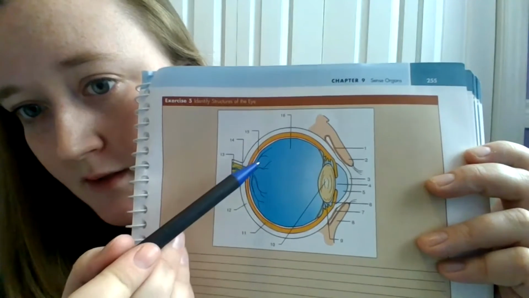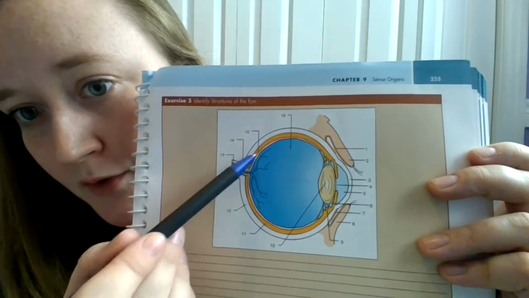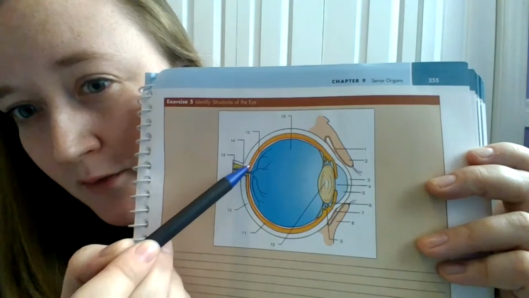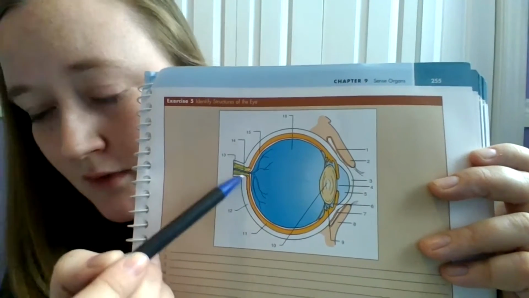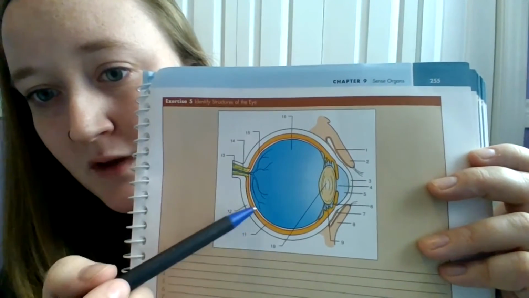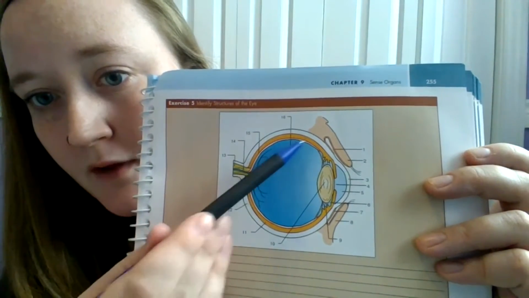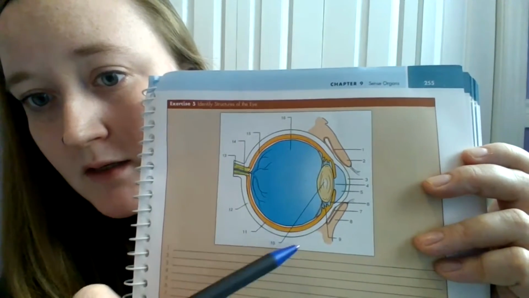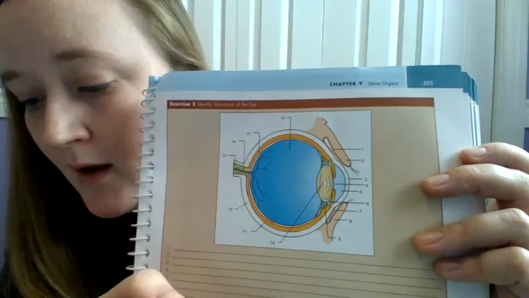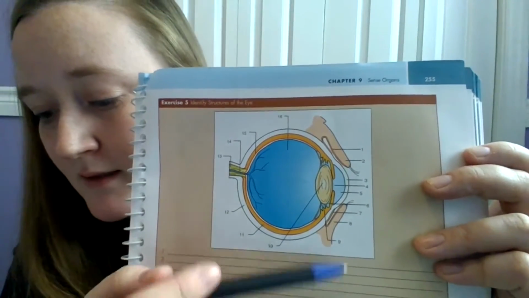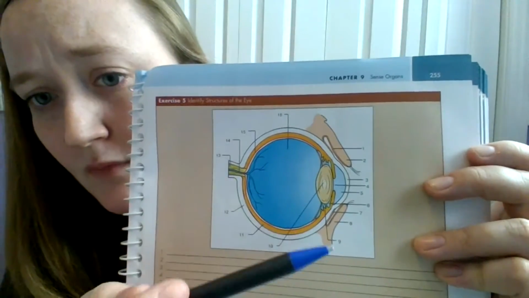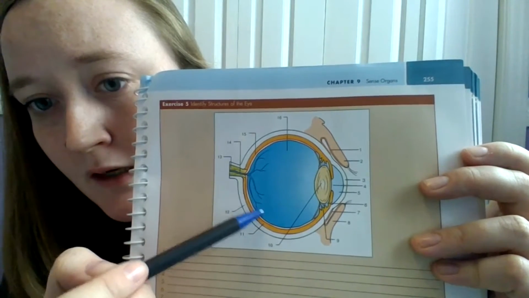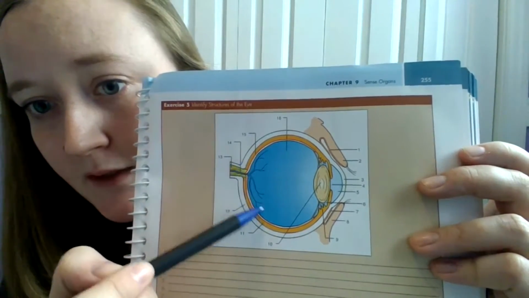Then we have the optic disc. The optic disc is where all of the nerves from the retina meet. They all meet right here, and that leads to the optic nerve. Then we have the sclera. The sclera is the white of the eyeball, so that goes along the whole outside part here. Then we have the tapetum. The tapetum is the very reflective surface along the back of the eyeball here.